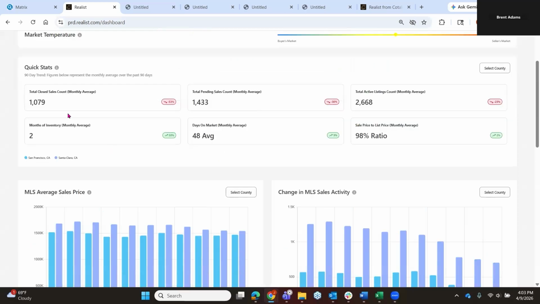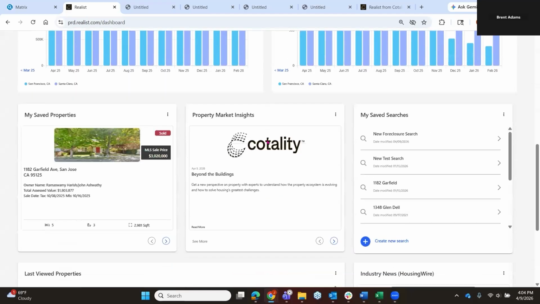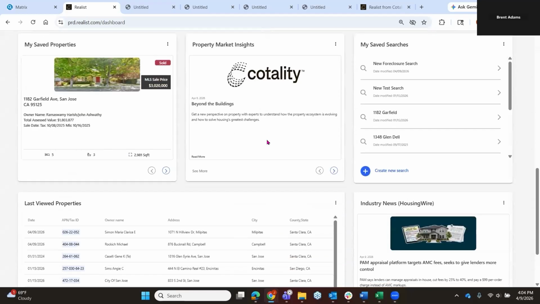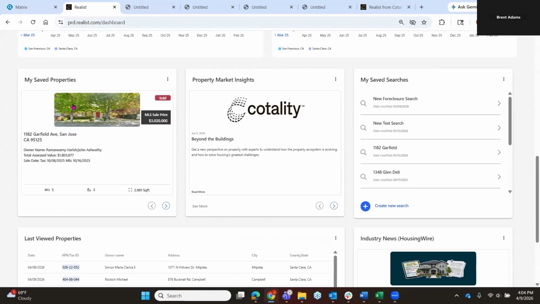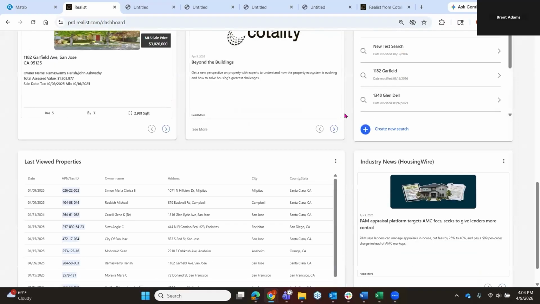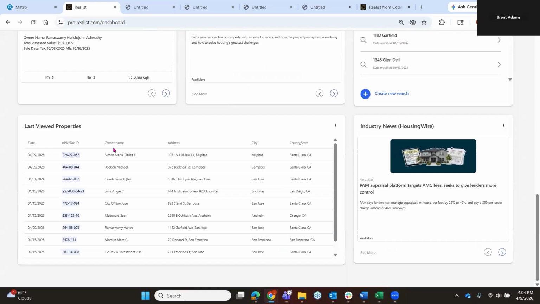You get lots of different stats, including how many sales have been closed over the past month and where those are trending, the months of inventory, the average days on market, among other things. Scrolling down a little bit lower, we're also going to give you some nice little things that help you get quick access to properties you may have saved in the past, searches you may have saved in the past, or properties you may have viewed recently.